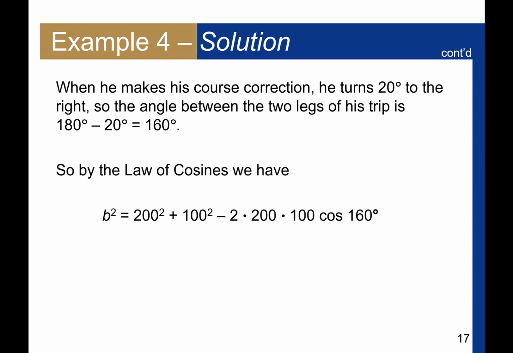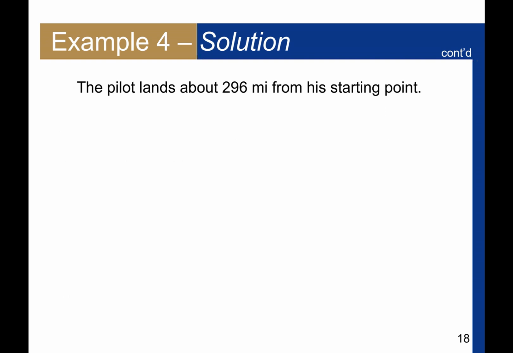Then we set up the law of cosines. Again, it's side angle side. We know the length of two sides and the included angle. Everything goes together on the right-hand side. So 200 squared plus 100 squared minus 2 times 200 times 100 times the cosine of 160 degrees. Again, that's the value for b squared. Take the square root. He flew almost 300 miles from the airport before the forced landing occurred.